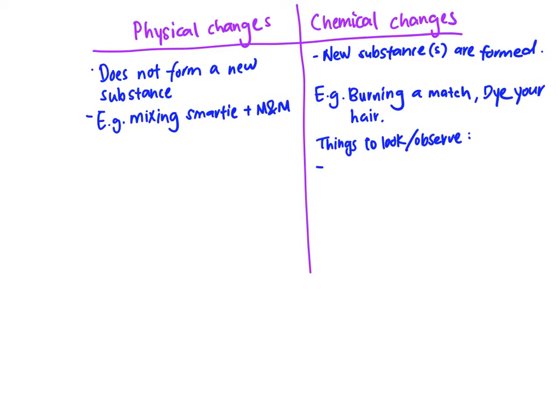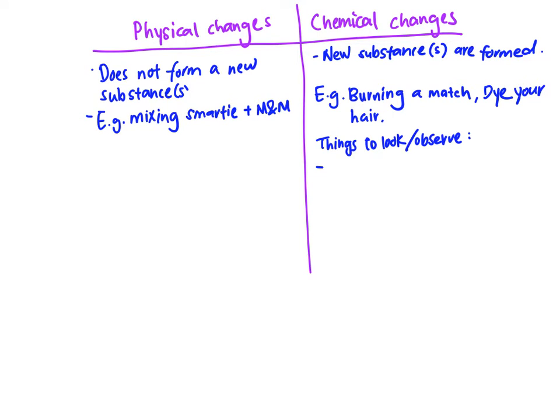Physical change is when two things mix together, but it does not form new substances. They just blend together. They are still their own thing, but they do not form a new substance.